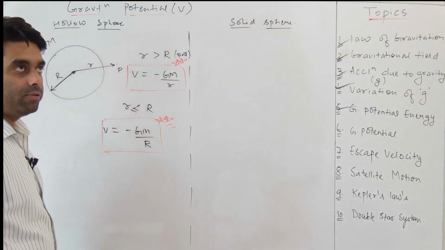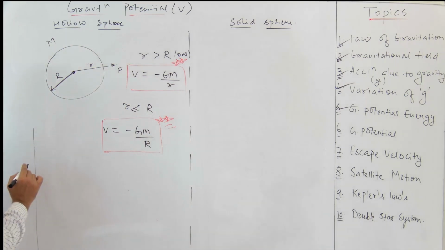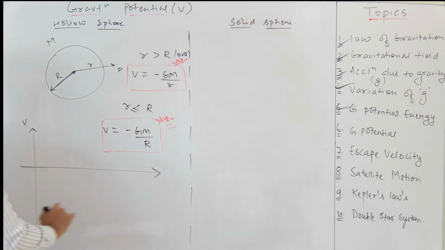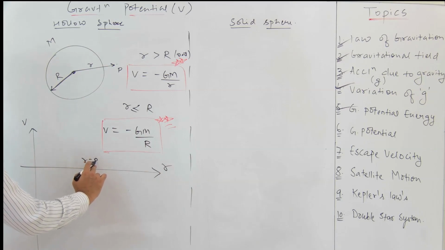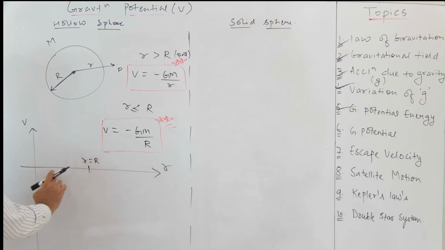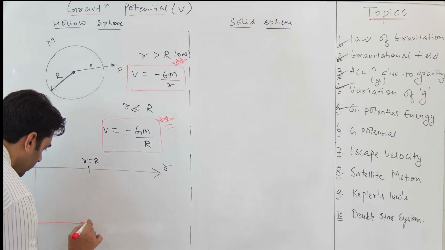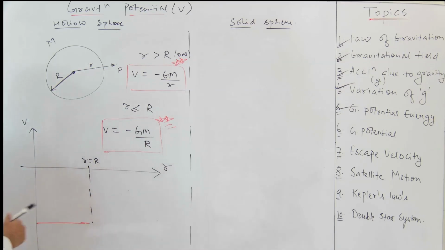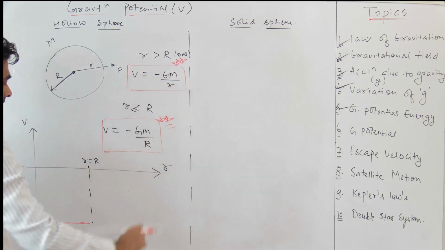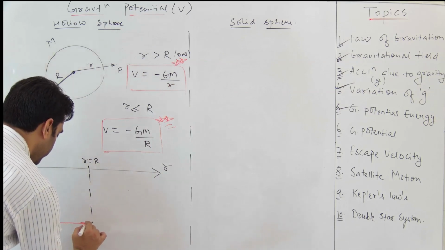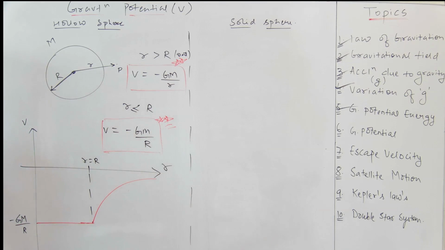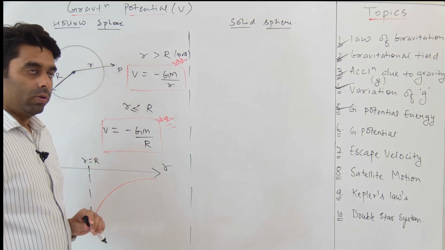Let us draw the graph of V versus small r. Let's suppose V is taken on the y-axis, and on the x-axis small r, that is the separation. For distance r less than capital R, that means all these inside points, it is constant, and its value is minus GM by R. Next, for outside points, V is inversely proportional to r, so our graph will come something like this. This is your graph of V versus r for a hollow sphere. Okay, these are the results.